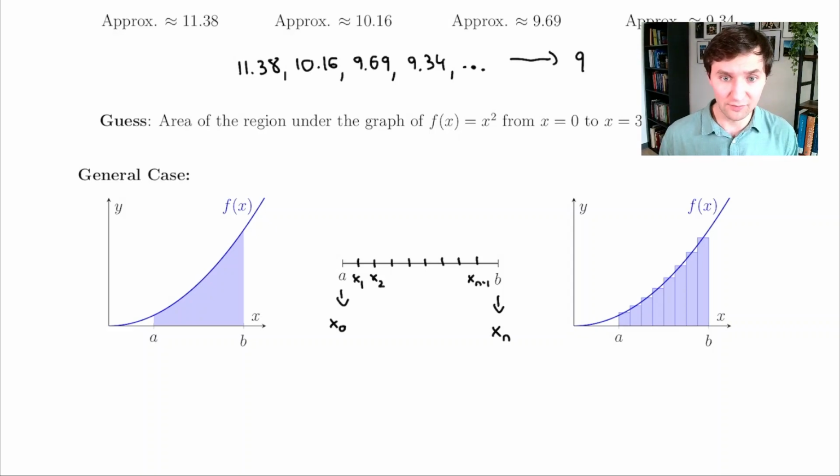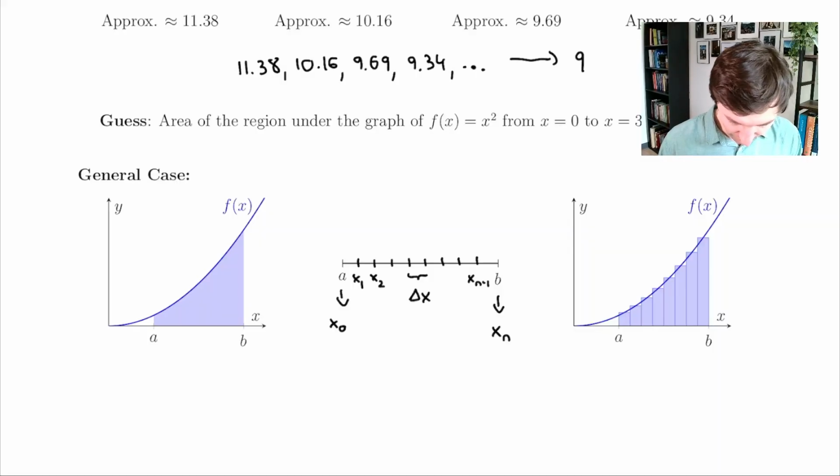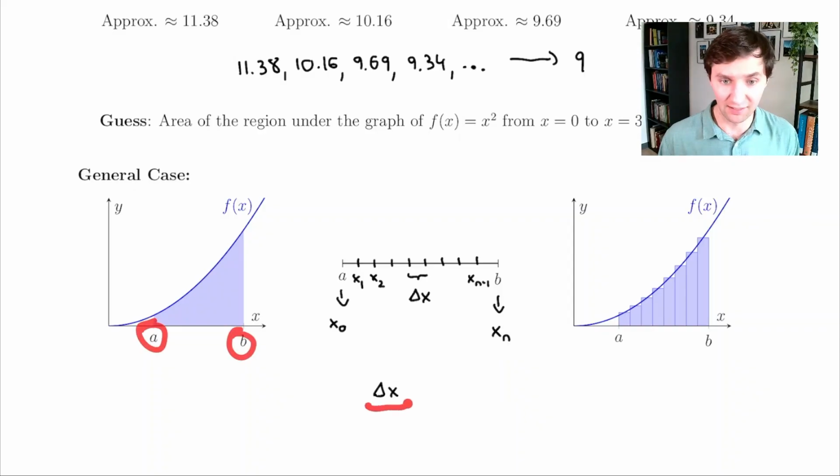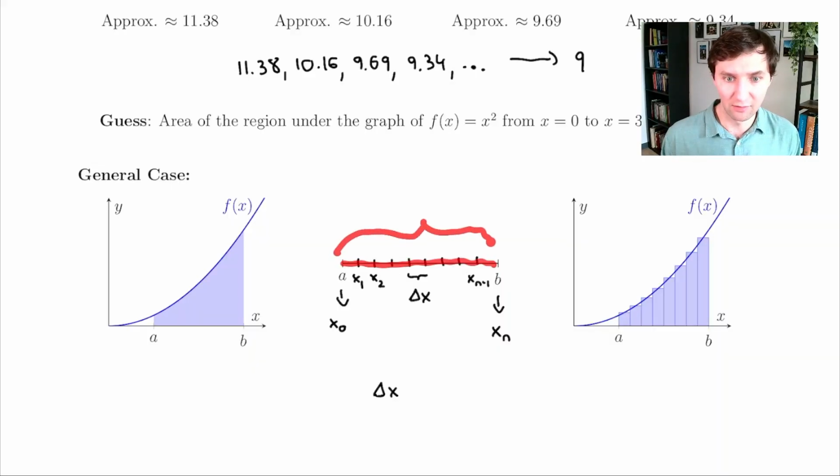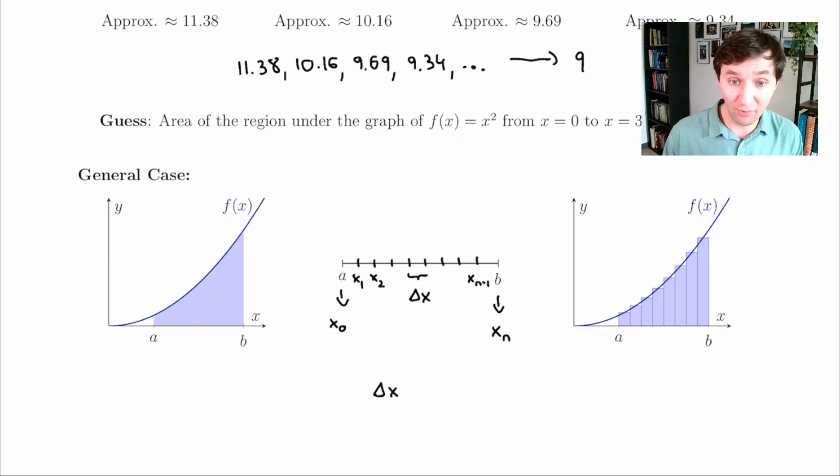All these subintervals have the same length. Let's give a name to this length. I will call it delta x. If you know what a and b are, you can easily compute delta x. Delta x is the length of one subinterval. The length from a to b is b minus a, and you have n subintervals, which means the length of one subinterval is this length, which is b minus a, divided by the number of rectangles or the number of subintervals, which is n.